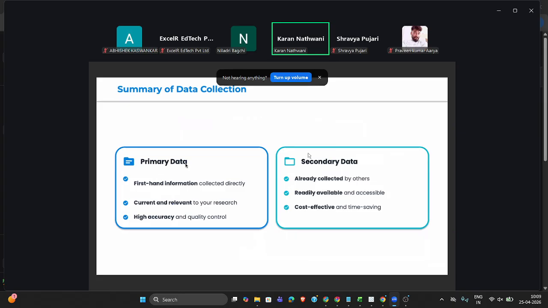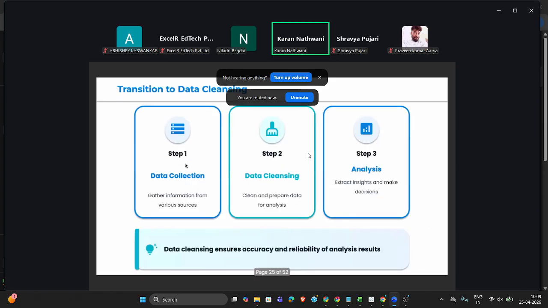Whereas the secondary is already collected by some other persons, and you do not have to spend full energy in reinventing the wheel, or redoing the same task. And it is readily available and accessible, cost effective and time saving. That's true. Now, transition to data cleansing.